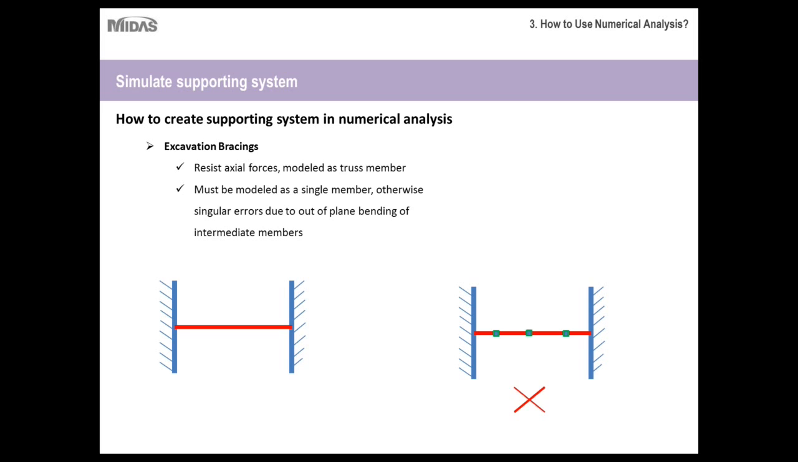Then excavation bracing. Since excavation bracings resist axial deformations or axial forces, we model them as truss members and not as beam members. And since we are modeling them as truss members and there is actually nothing outside the plane to support them, if you divide this member into a number of smaller pieces or smaller members, then this will cause errors in your analysis. Because it's a truss member, it cannot support out-of-plane bending or deflection, and frankly that is not our interest, to determine the bending of the struts. So therefore we are using truss members. So make sure that you don't divide them as you model them, as in the soil nails or tiebacks.